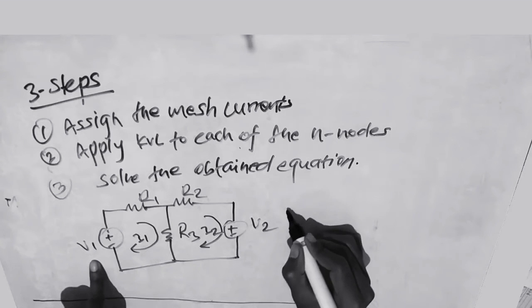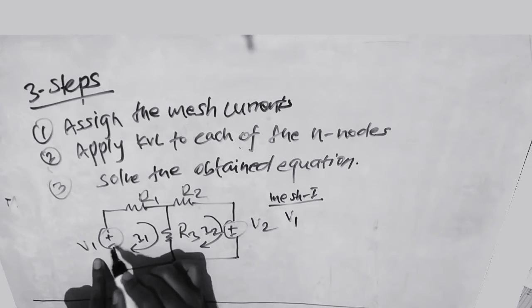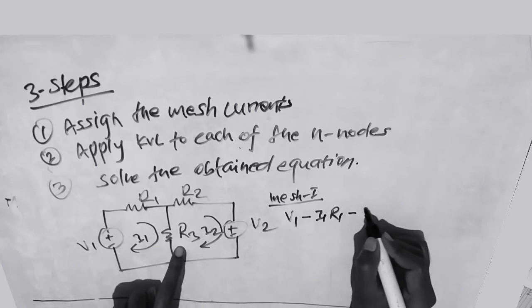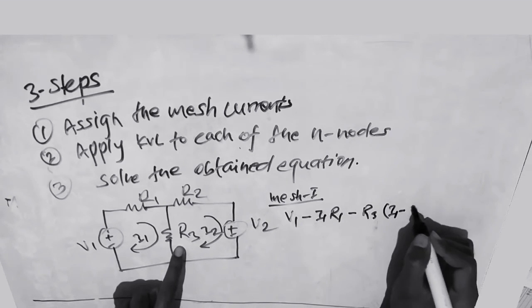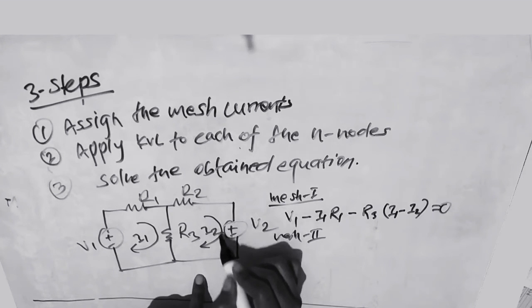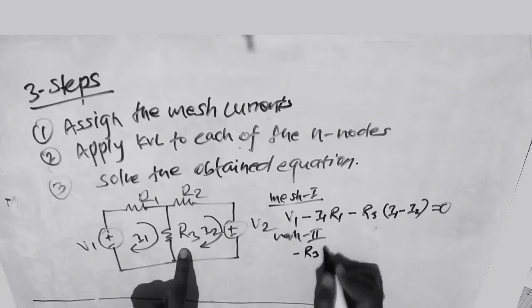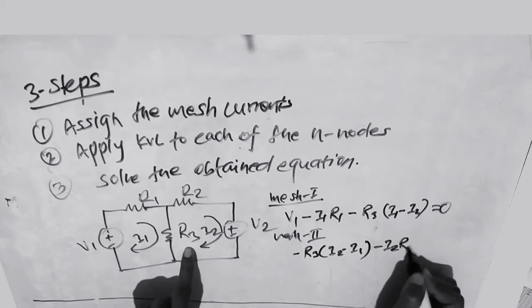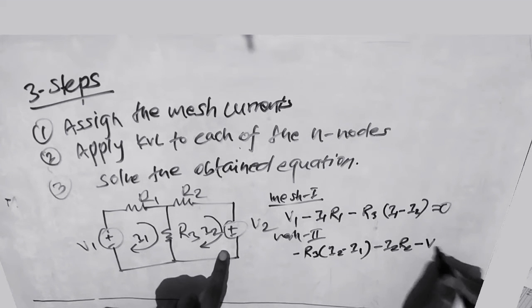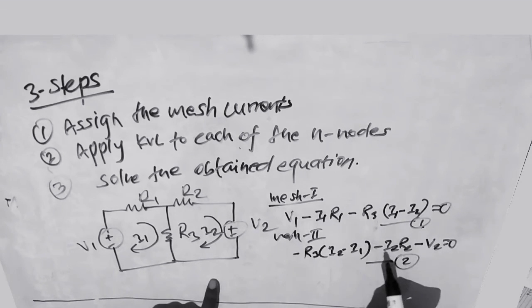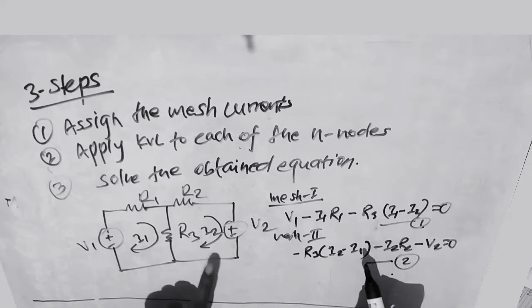So applying KVL in mesh first, we can write V1, since it is going from negative to positive, so V1 minus I1 into R1. And R3 is common to both meshes, so minus R3 into (I1 minus I2) equals 0. In mesh second, since the current is in this direction, we write minus R3 into (I2 minus I1), since R3 is common to both, minus I2 into R2, and going from negative to positive, so minus V2 equals 0. So this is equation first and this is equation second. If we solve equations 1 and 2, we'll get the values of I1 and I2 if the values of R1, R2 and R3 are given.